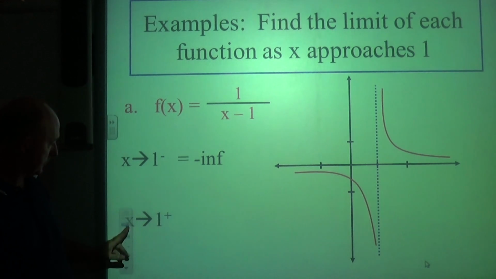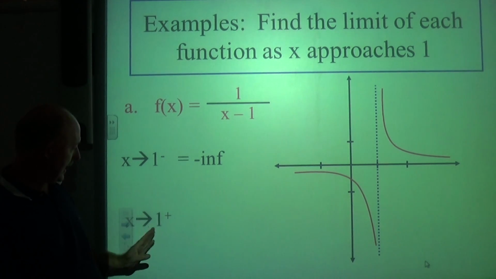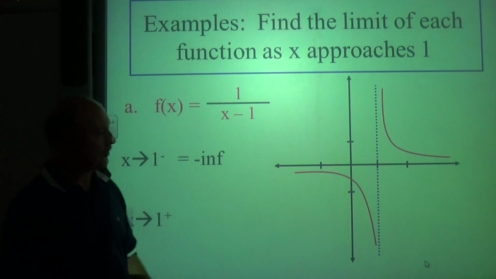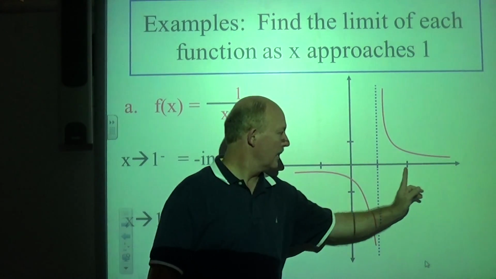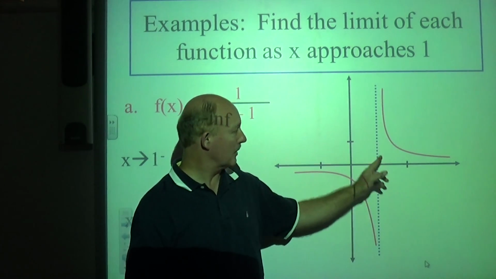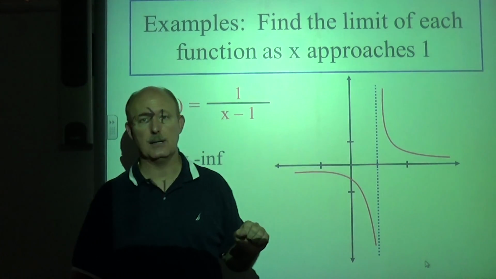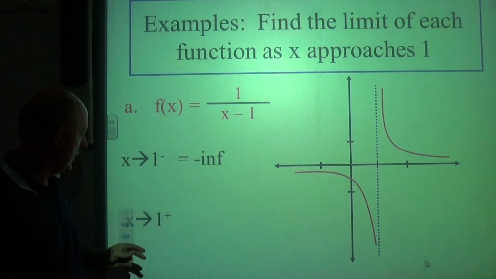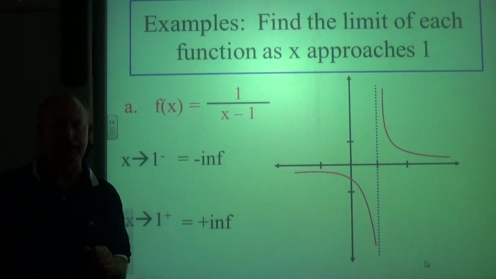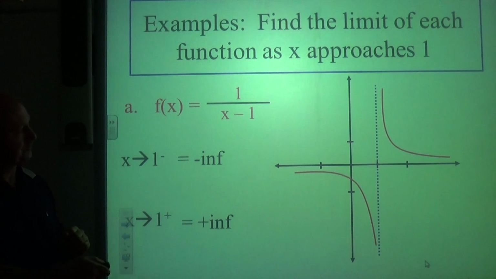And as you look at the graph, as x approaches 1 from the right-hand direction, so you can see coming this direction, as x approaches the vertical asymptote from the right-hand direction, y goes to positive infinity. So we say that the right-hand limit as x approaches 1 is going to be positive infinity. We kind of saw it just a moment ago.